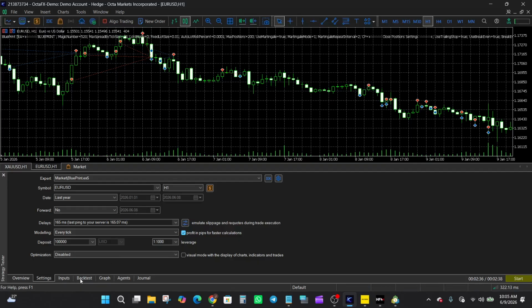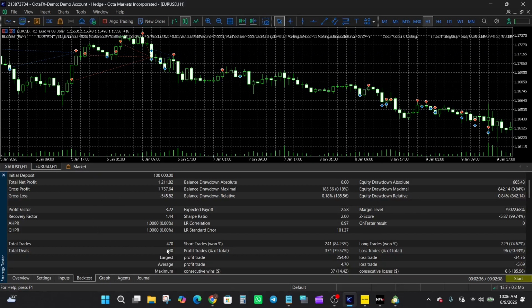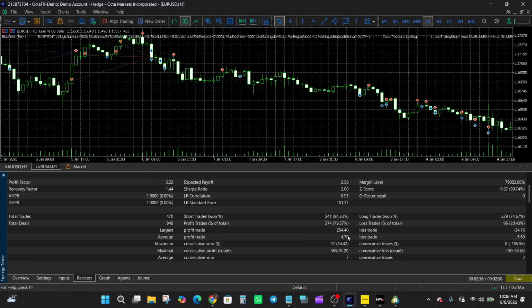But before that, let's just briefly look at the actual results that we got from the backtesting over the past 5 months. From the initial deposit of $100,000, the total net profit was 1,211.82, and the total trades taken were 470. Wow. And the short trades were 241 with 84.23% win rate, while the long trades were 229 with 74.67% win rate. And I can see that the largest profit was 254.4 and the largest loss was 34.76. The average profit 4.7 and the average loss 5.69.